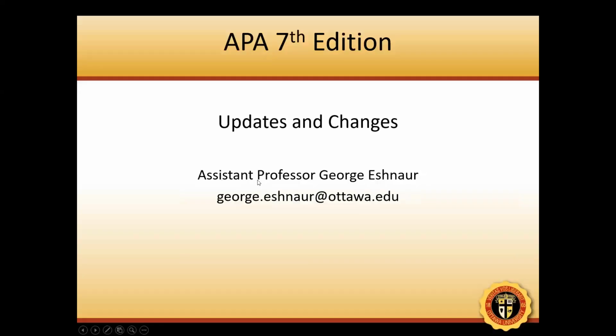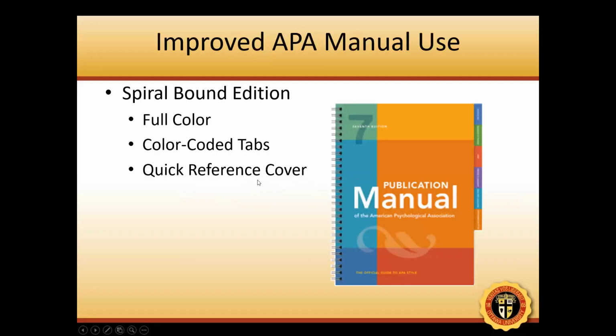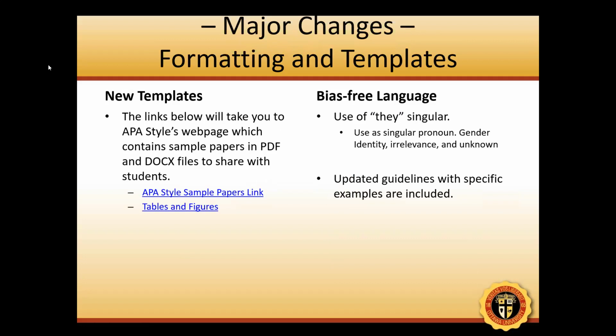All right. So this is just generic information about the manual itself. Color-coded tabs. It's really aesthetically pleasing because if you're looking for something related to a specific topic, it's color-coded so you can find it rather quickly. Inside the PowerPoint, we've also linked out to the sample papers and also some tables and figures and how to do that. One subtle change is bias-free language.